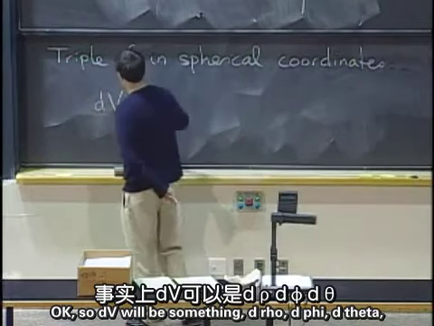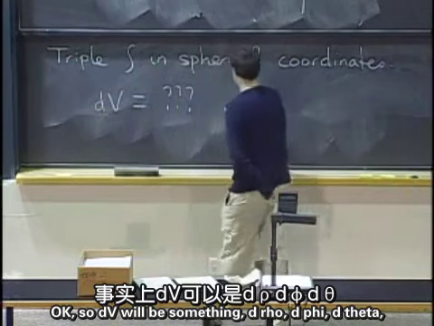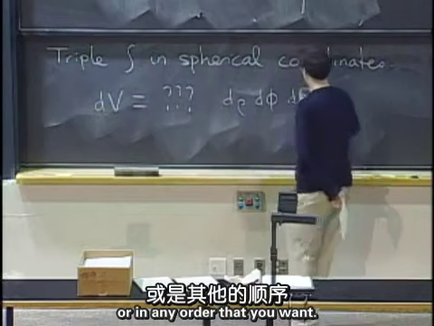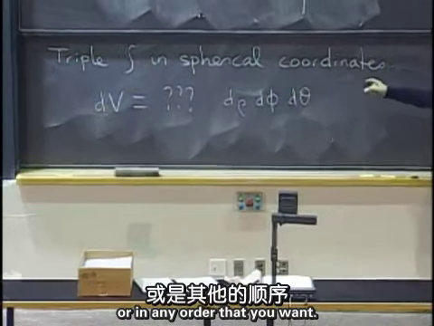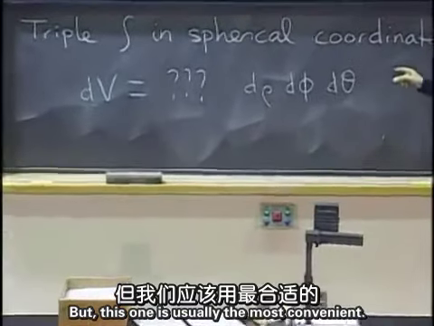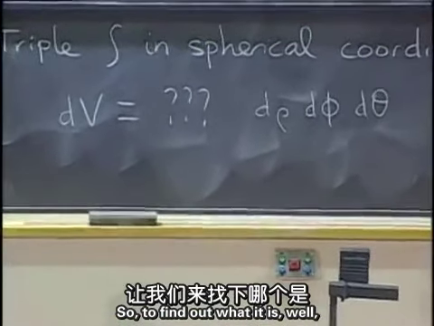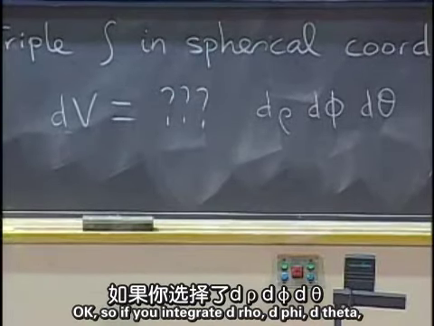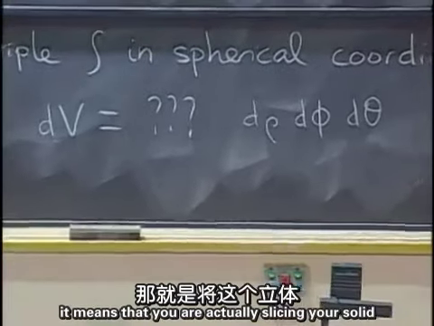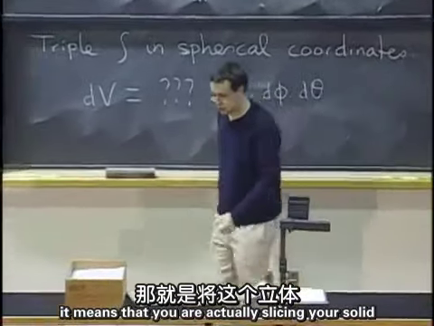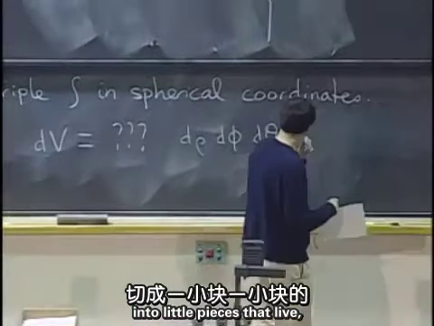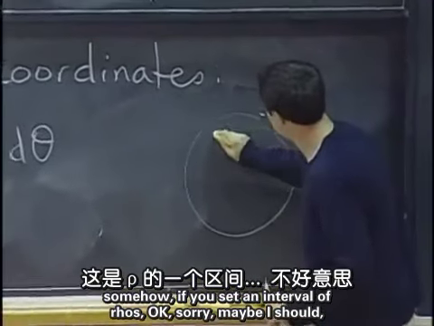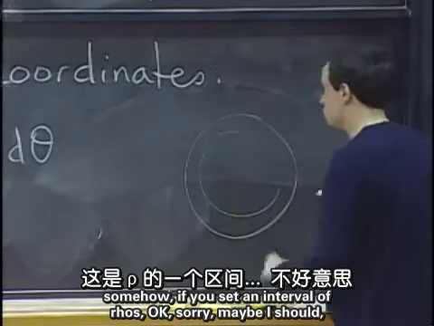So dV will be something d rho, d phi, d theta, or in any order that you want, but this one is usually the most convenient. To find out what it is, we should look at how we're going to be slicing things. If you integrate d rho, d phi, d theta, it means that you're slicing your solid into little pieces.